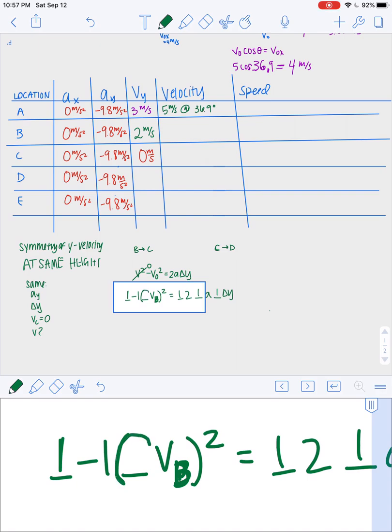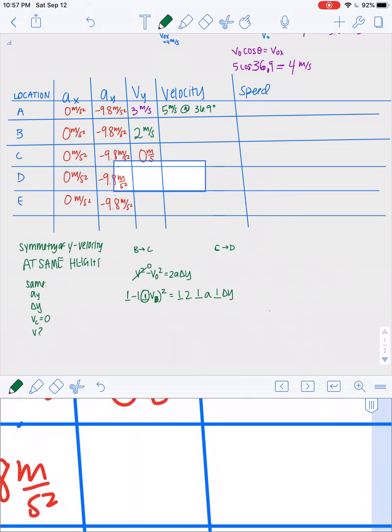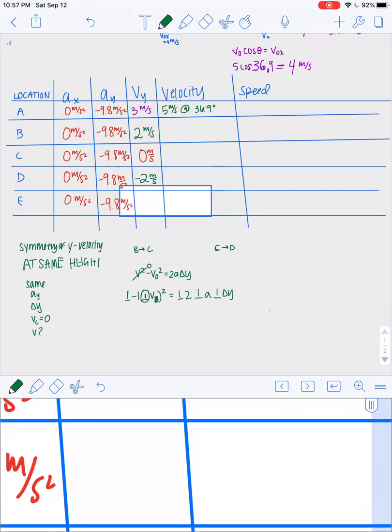So that must mean, when we look at this proportional reasoning, that that velocity is going to be the same. So that is why that velocity is the same. All of these things are the same, it's just that we flip those initial and finals. So that means this is going to be -2 meters per second. And at E, we'll be traveling at -3 meters per second in the y direction.